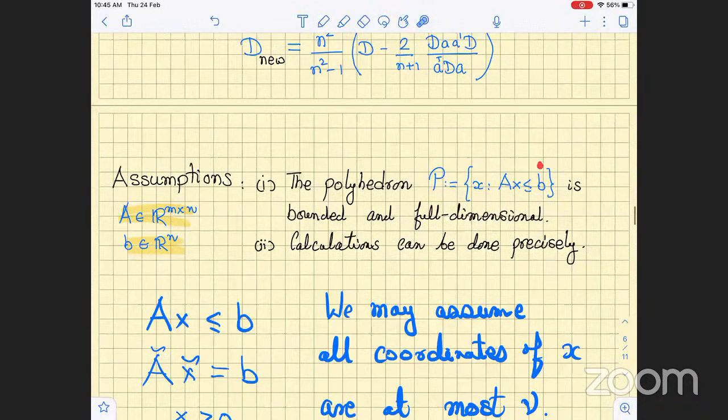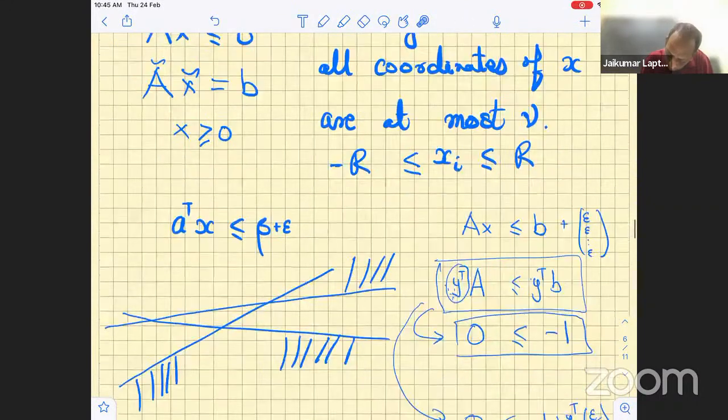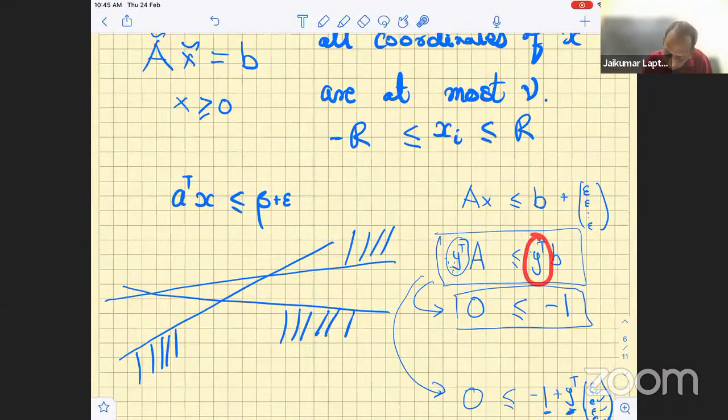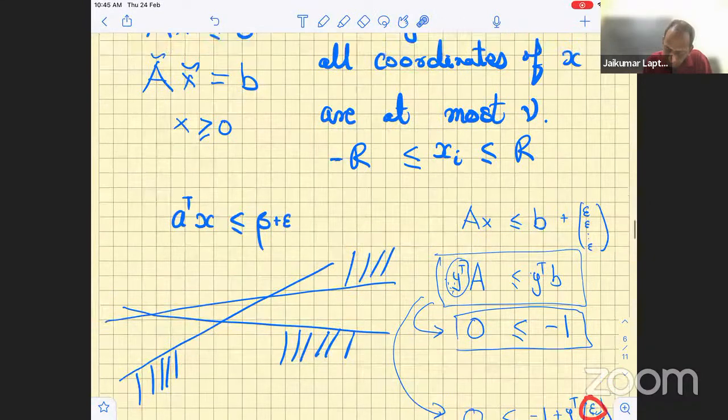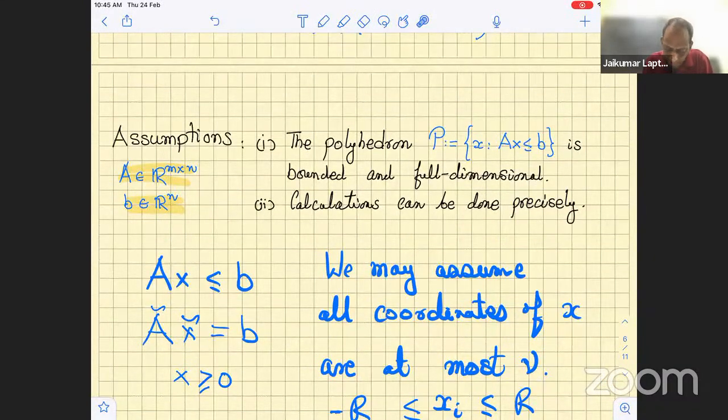So Khachiyan's method says you always add epsilons. You start with Ax less than or equal to b. You are worried that it might not be full dimensional. So you estimate what sort of numbers y would be based on the other numbers that appear in A and b, and put an epsilon on the right hand side so that it becomes a little fat. This P you add, make it P epsilon, P with the right hand side relaxed by epsilon, and now continue.